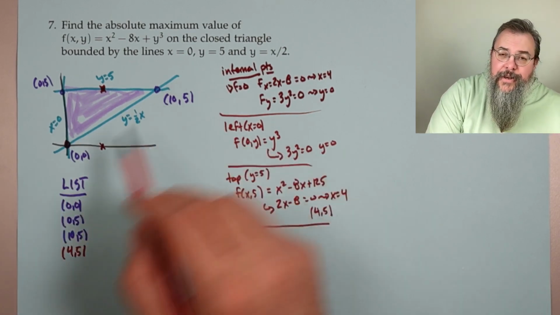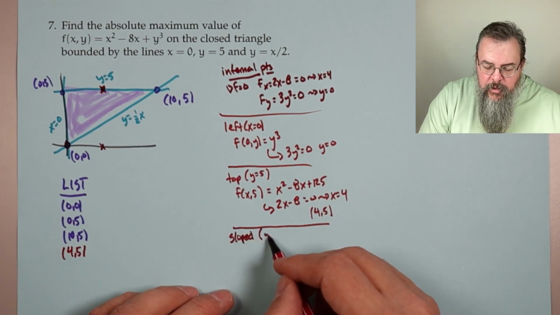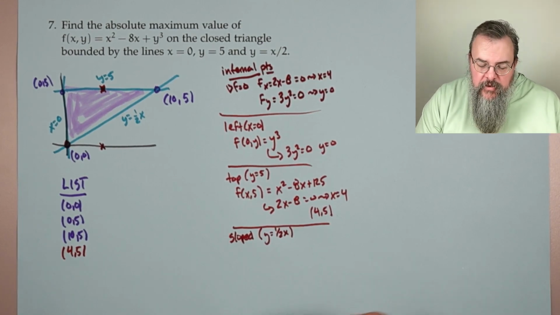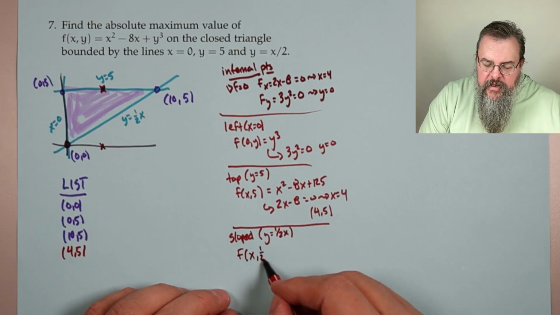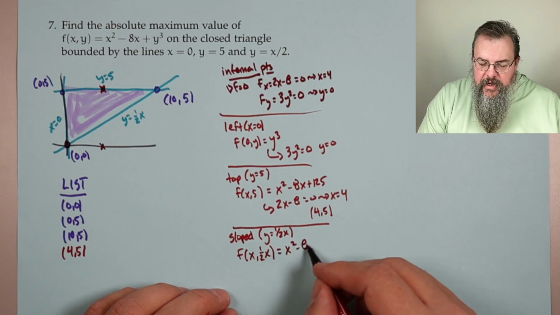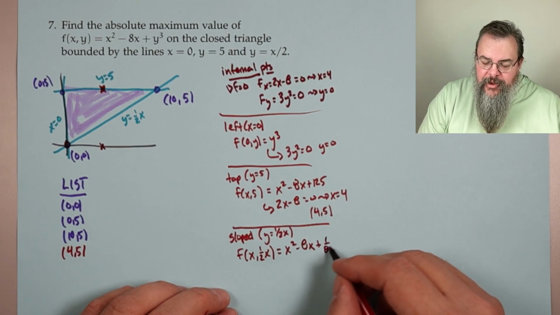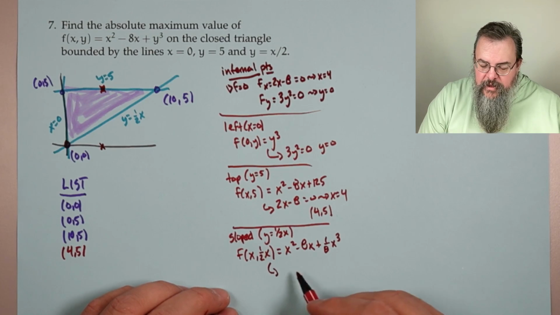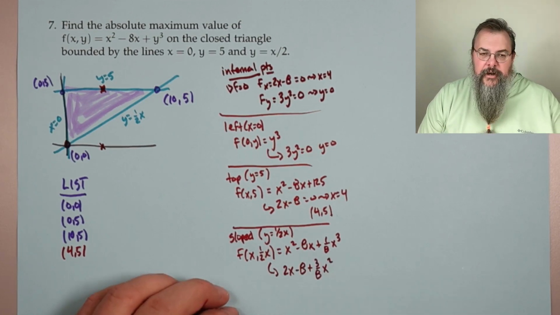All right. And then there's the side which is at an angle here. Let's call it the sloped side. Okay, so this is y equals a half x. All right, so what do we have here? Well, we really have f of x comma a half x. So this becomes our x squared minus 8x plus 1/2 x cubed. It was 1/8 x cubed. And take our derivative. We'll get 2x minus 8 plus 3/8 x squared.